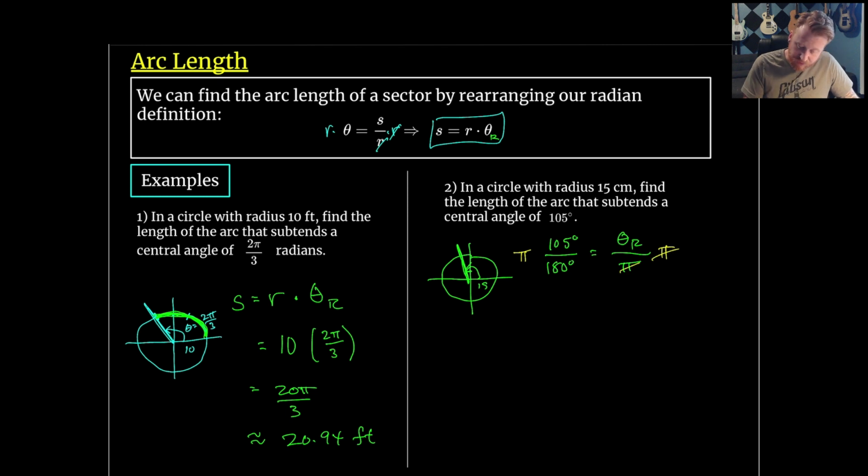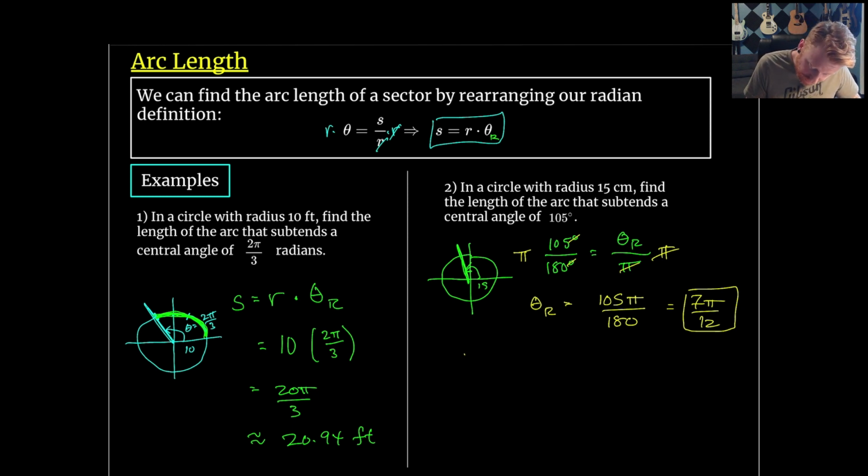They are going to cancel on that side. That's the whole reason that we did that, so that we get the radian measure. Here the degrees cancel, so we have a unitless measure of 105 pi over 180. And that reduces to 7 pi over 12. So here is our radian measure. Now we can plug things into our formula.